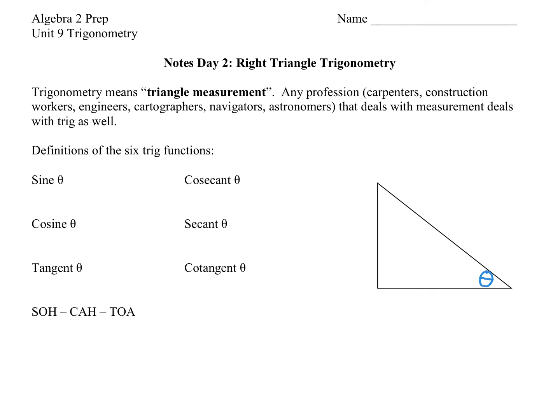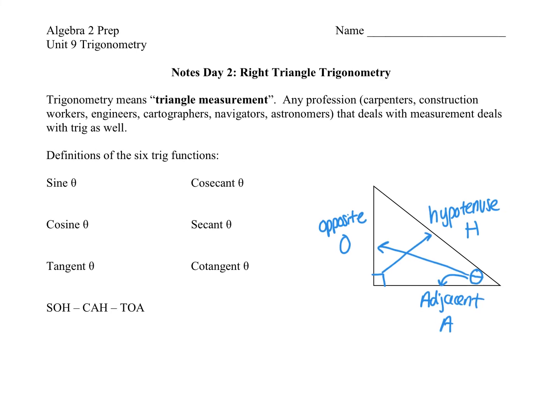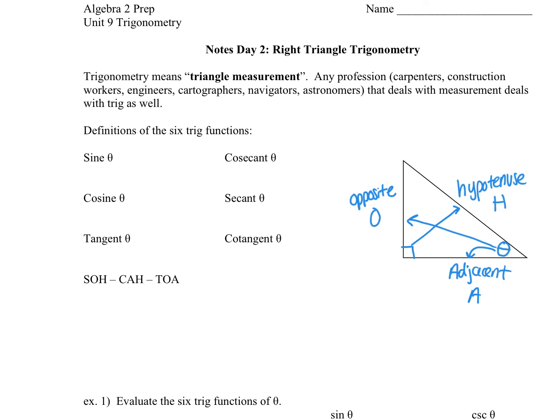In relationship to that angle, there is an opposite side, which we abbreviate with O. There is an adjacent side, which we abbreviate with A, and then across from my right angle is my hypotenuse, which we abbreviate with H. And all of these relate back to this mnemonic device, SOHCAHTOA.